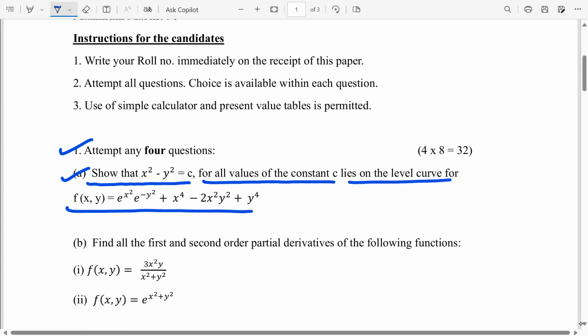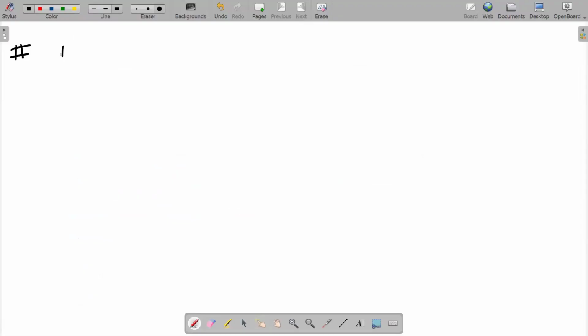How do I show that this lies on this particular level curve? If I solve f of xy by substituting x square minus y square equal to c, the level curve ideally is at a height, so that height should be constant. So if I come to the whiteboard to solve it, just writing the main heading for clarity.